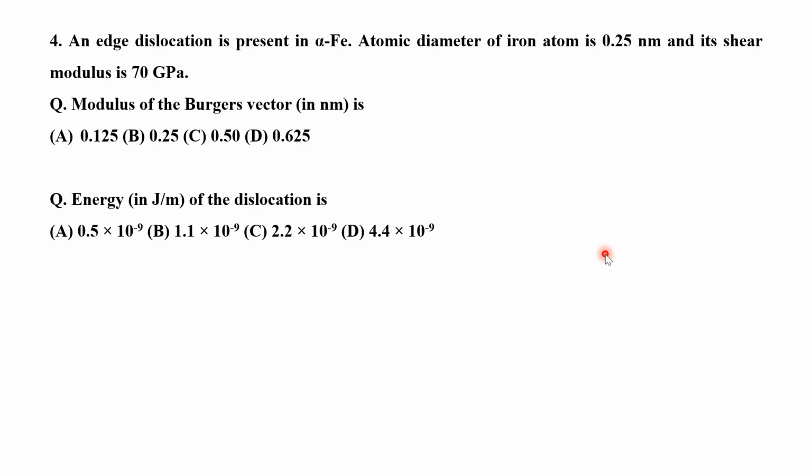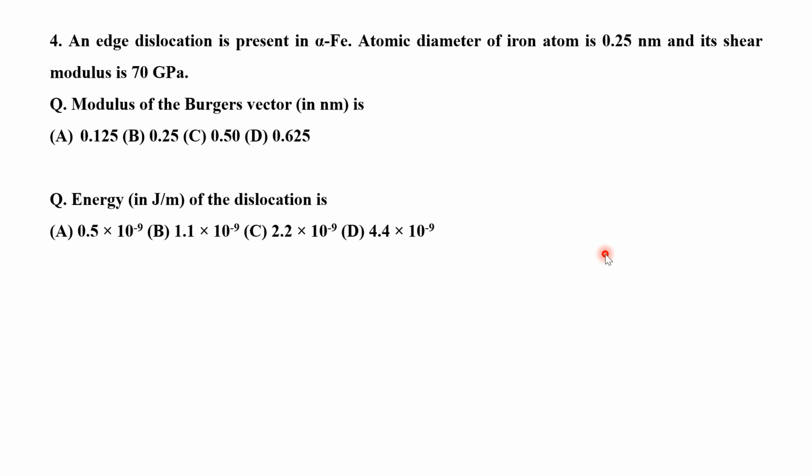Edge dislocation is present in alpha iron. Atomic diameter is given and the shear modulus is also given. You have to find the modulus of the Burgers vector as well as the energy associated with the dislocation. So first, what is the type of Burgers vector in alpha iron? We know that alpha iron is a BCC structural material. So in BCC, what is the type of edge dislocation? Based on that, you will be able to calculate the magnitude of the Burgers vector.